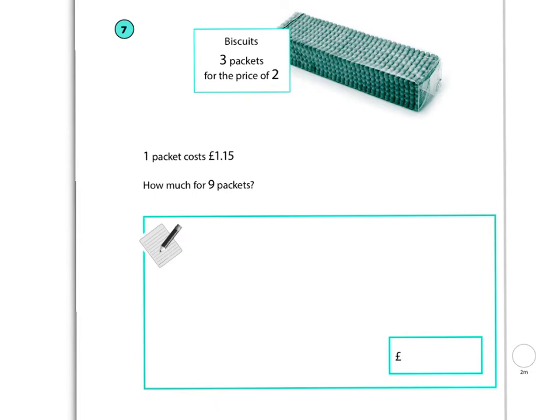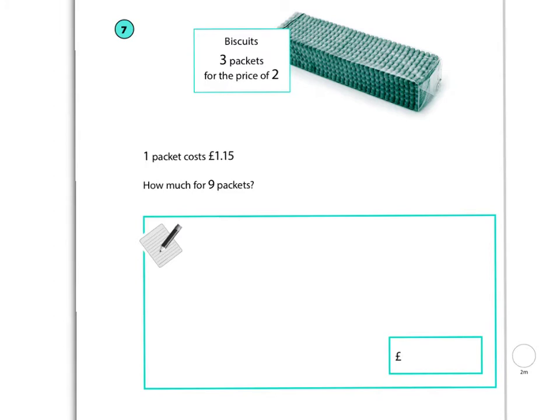The deal offered here for packets of biscuits is you can get 3 packets for the price of 2 packets. They also tell me that one packet costs £1.15. The question I've been asked is how much would I pay for 9 packets? Well, 9 is 3 lots of 3 packs. But because I'm getting 3 packs for the price of 2, I'm not going to be paying for 3 lots of 3. I'm actually going to be paying for 3 lots of 2, which is really 6 packs instead of the 9 that I'm going to be getting.